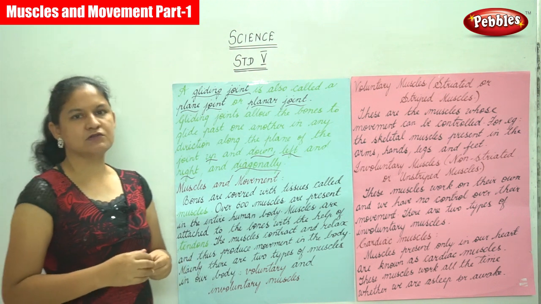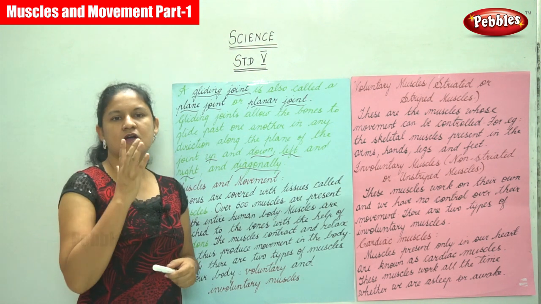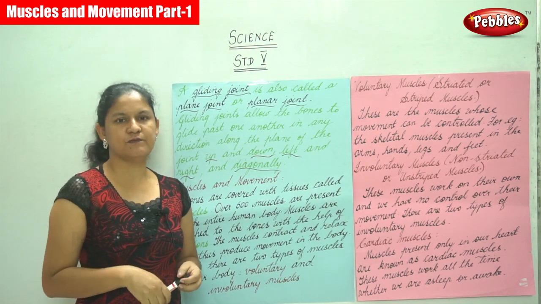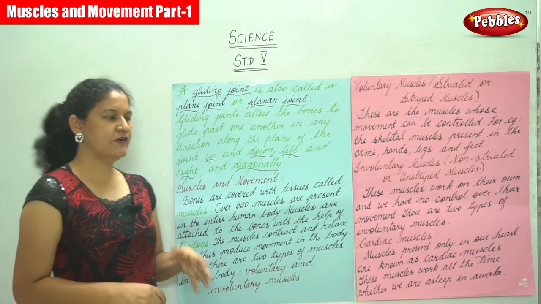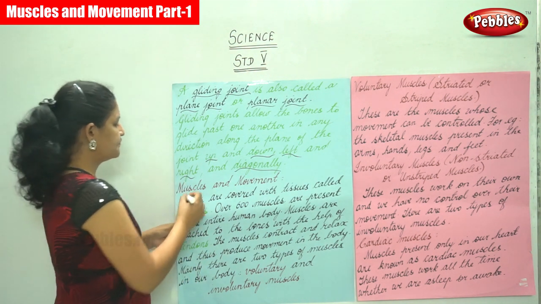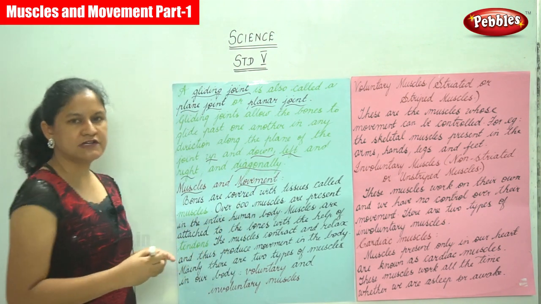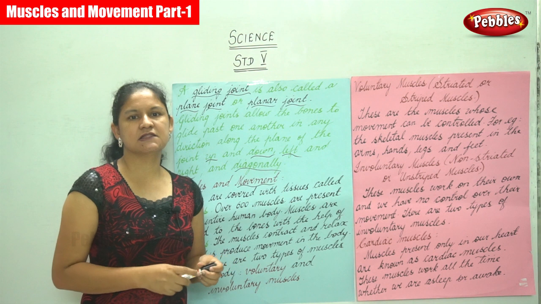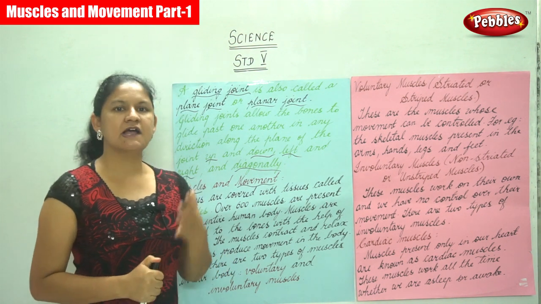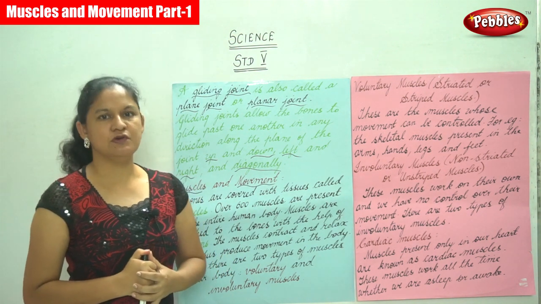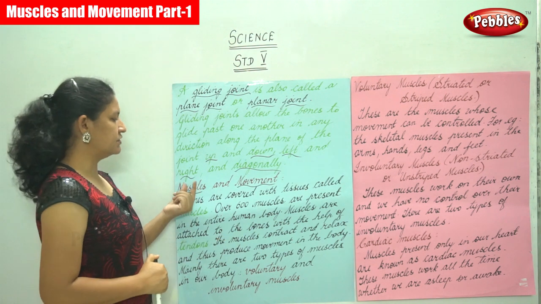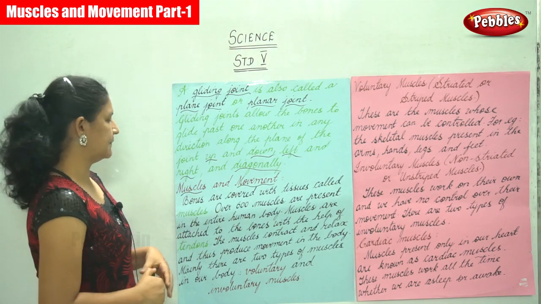So this is about the two types of joints, your movable and immovable joints. Moving on to the next, it is your muscles and their movement. We have already seen that muscles that are attached to the bones allow the bones to move. So now we're going to see about the muscles and the movement.